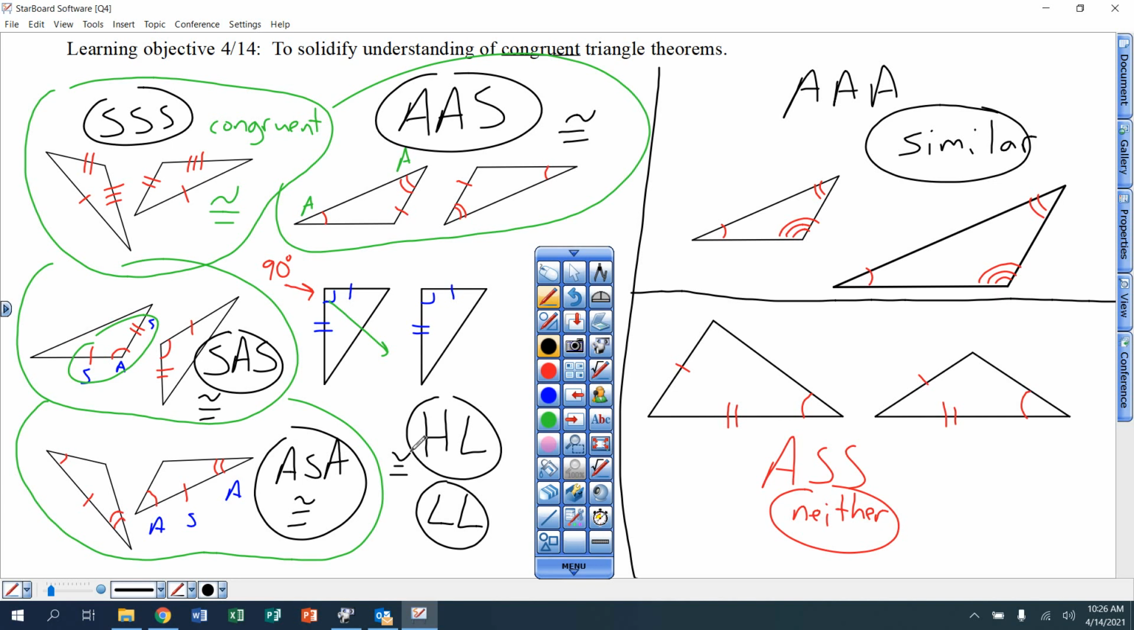Look at that. This is the same length, but this is the same angle. You've got to be on drugs if you're thinking these are congruent. They're not. They're not congruent or similar.